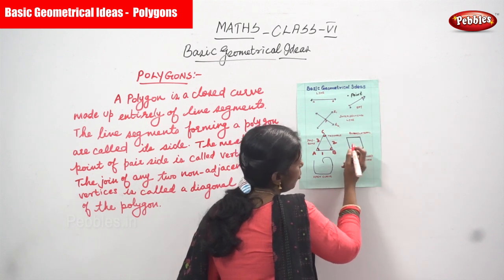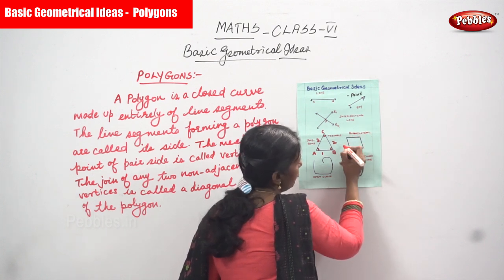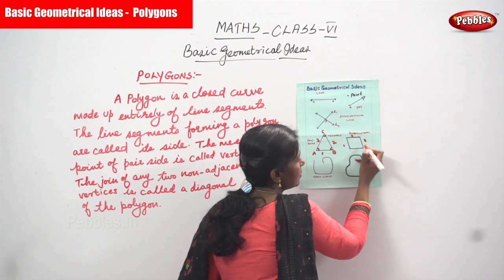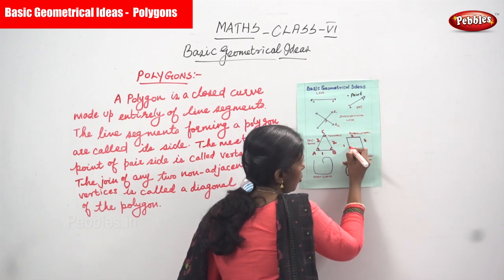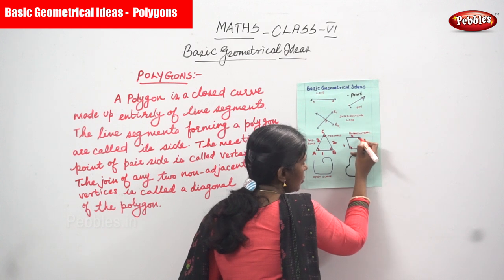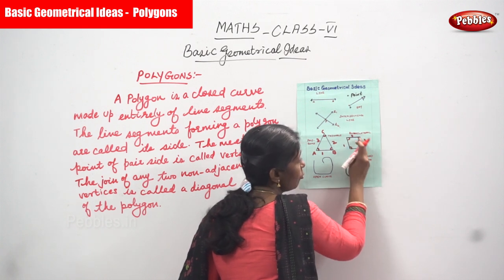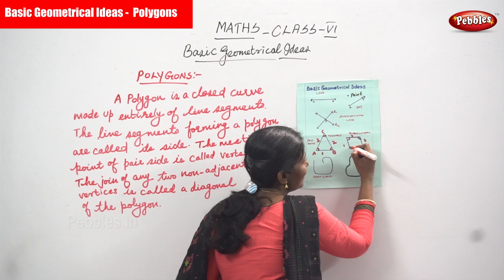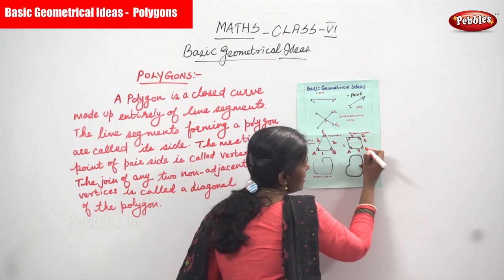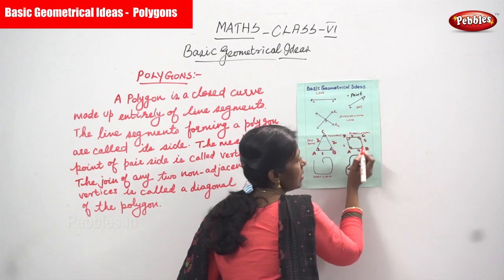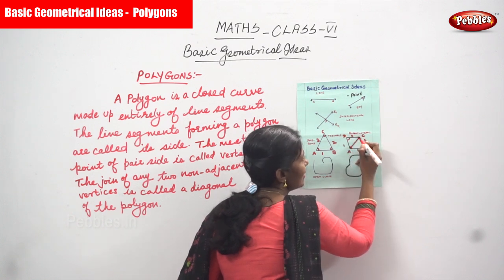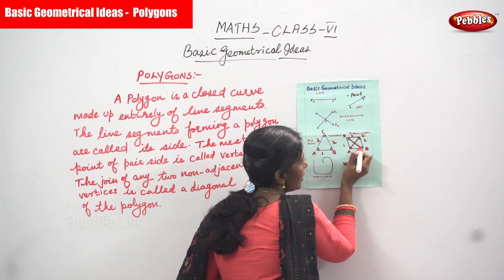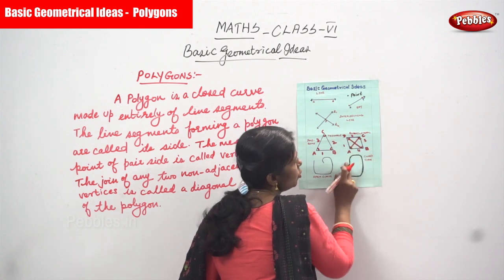So it is 1, 2, 3, 4: first side, second side, third side and fourth side, and one vertex, two vertices, three vertices and four vertices. It has four vertices. And how many diagonals? We can call these A, C, B and D. AC is a diagonal and BD is another diagonal. So it has two diagonals.